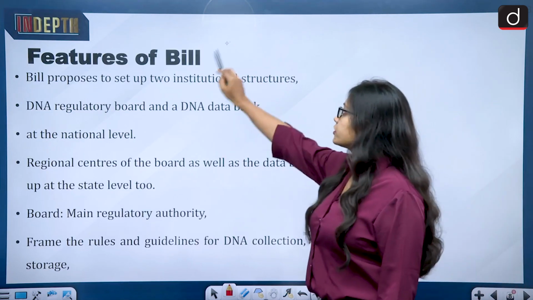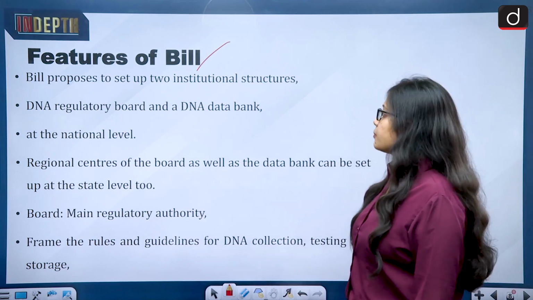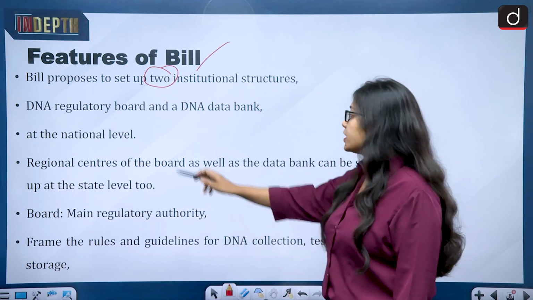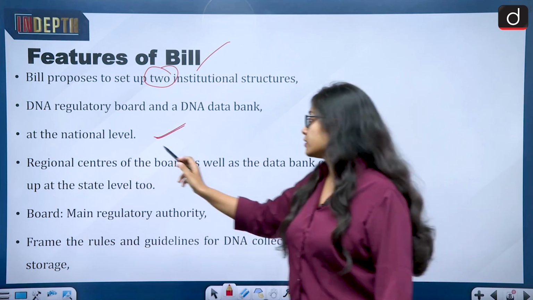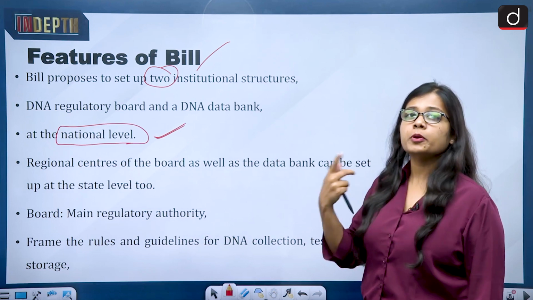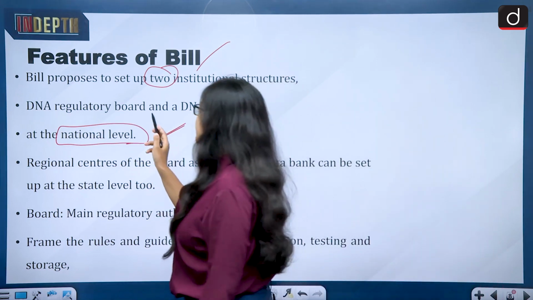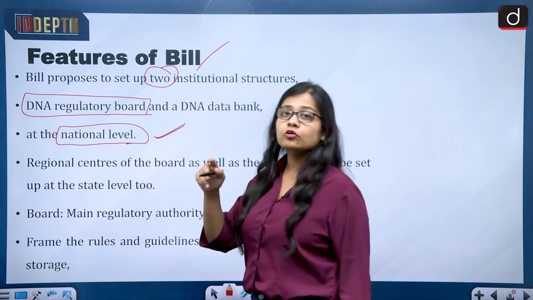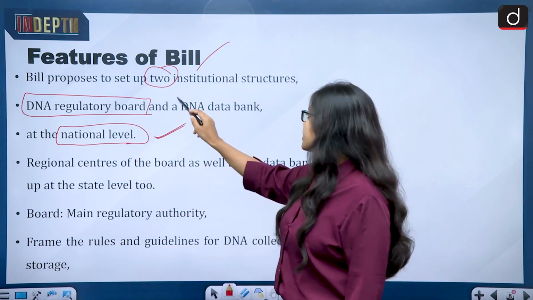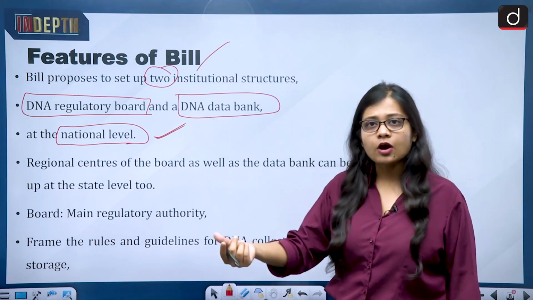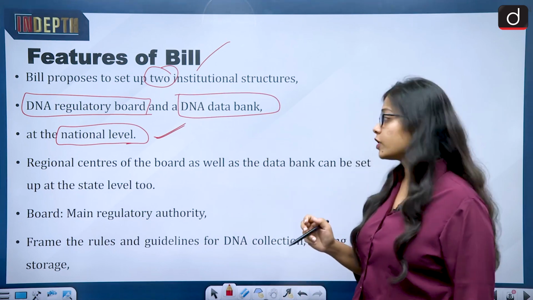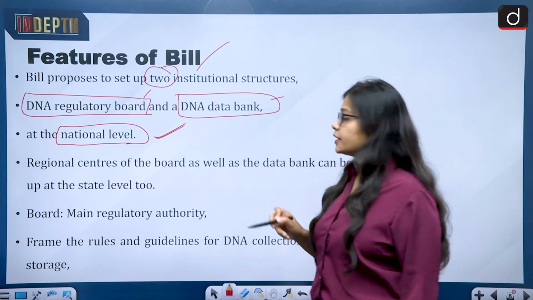Now let's talk about the features of the bill. The bill proposes to set up two institutions at the national level. The two institutions that were proposed to be set up, first is the DNA Regulatory Board, that is, how the DNA would be regulated. A board would be set up to regulate DNA. And second is the DNA Data Bank, that is, how the DNA would be stored. So the two institutional structures were the DNA Regulatory Board and the DNA Data Bank.